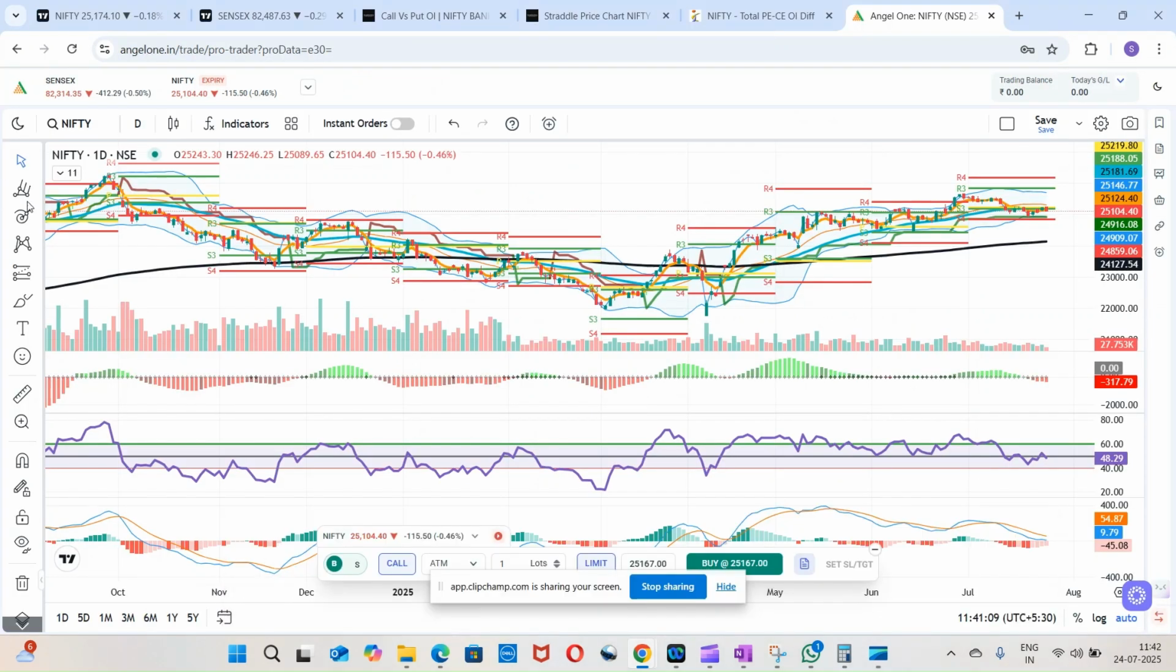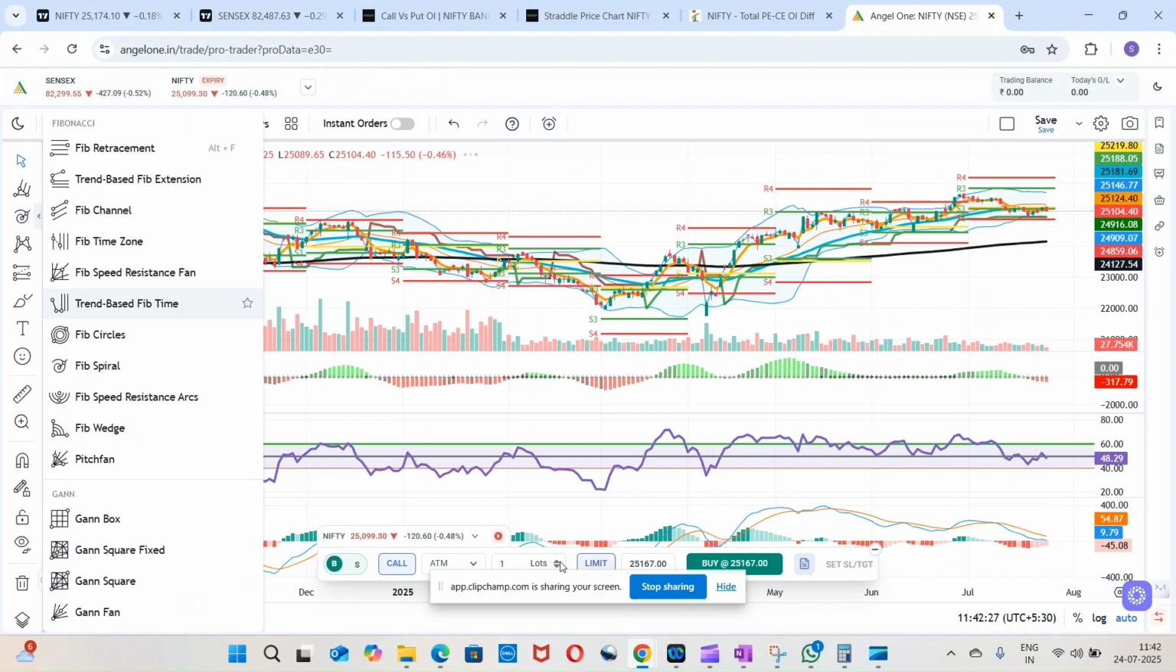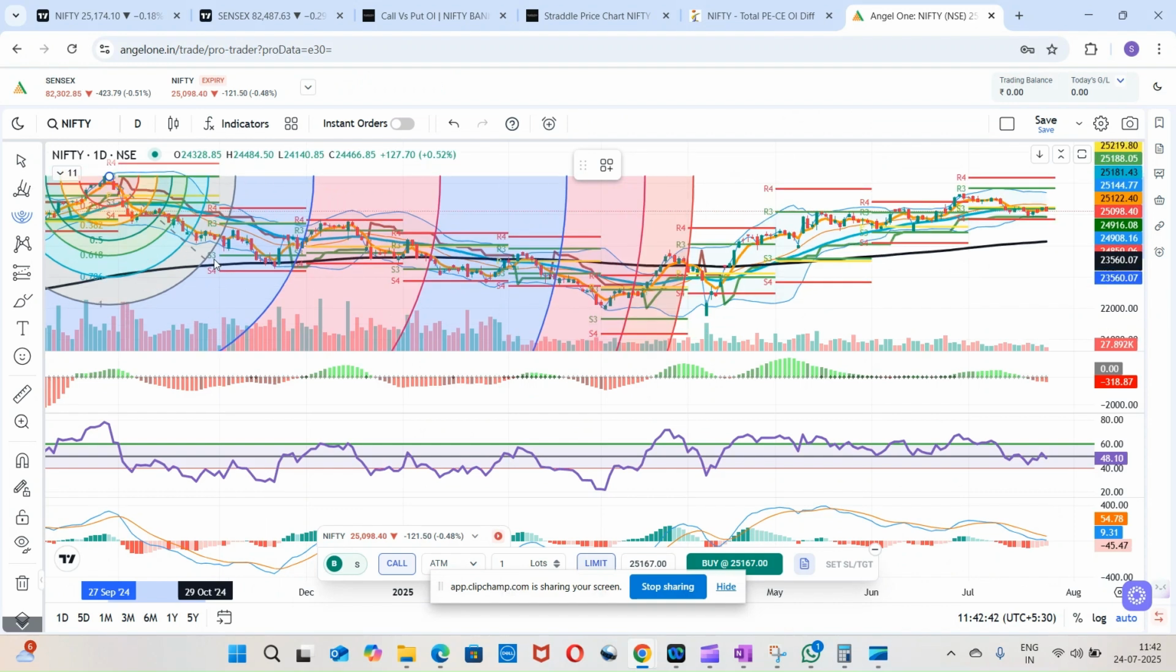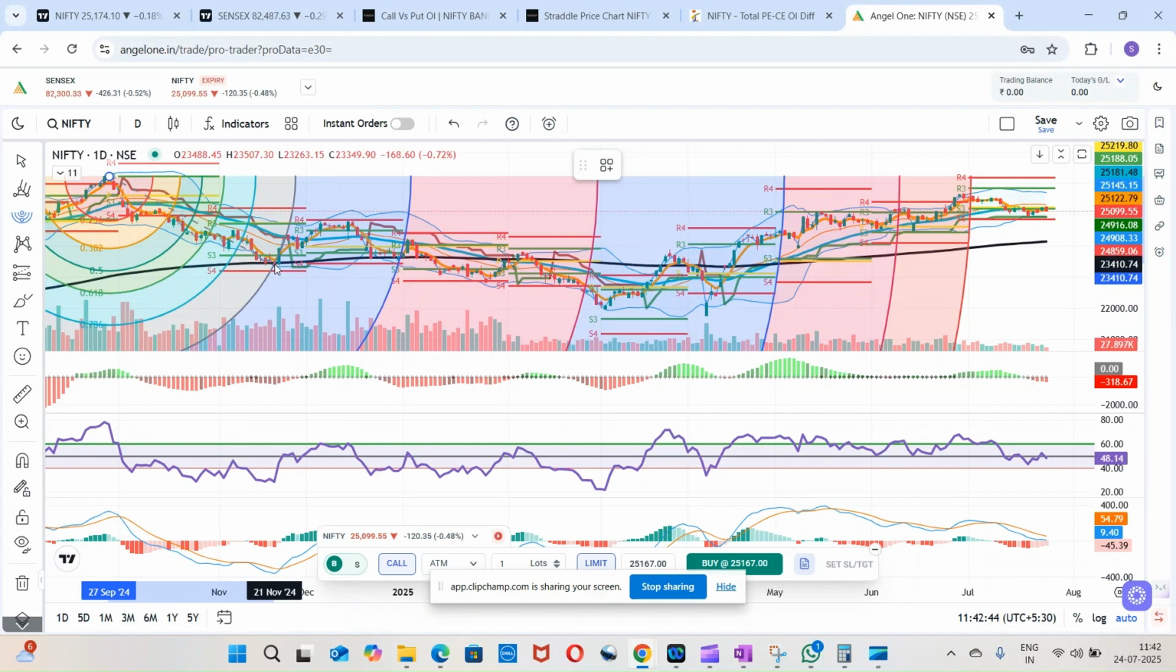So here, Fib resistance arcs, right? So you put it here. From here you take the Fib resistance arc, and yeah, we can put it till here. Okay.